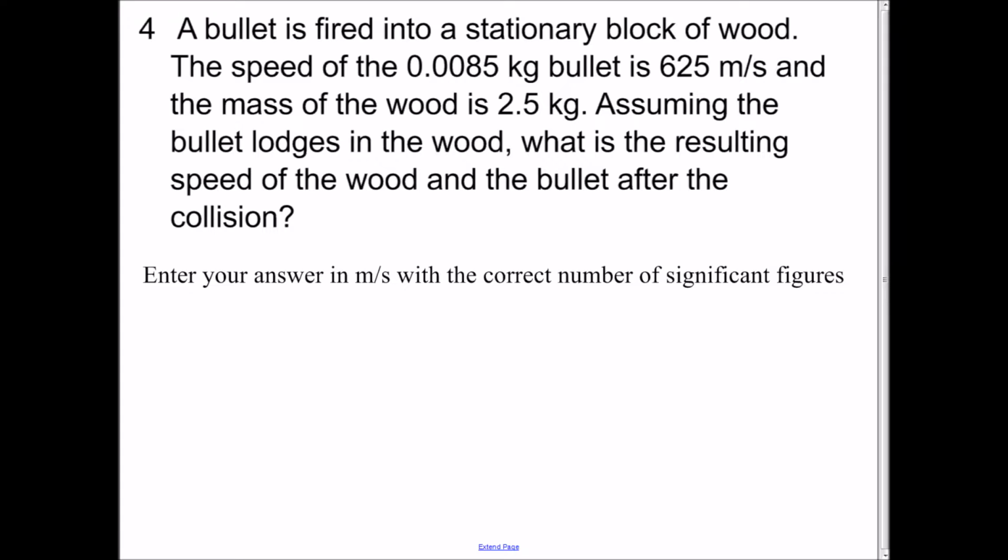Let's just read it first. A bullet is fired into a stationary block of wood. The speed of the 0.0085 kilogram bullet is 625 meters per second, and the mass of the wood is 2.5 kilograms. Assuming that the bullet lodges in the wood, what is the resulting speed of the wood and the bullet after the collision? So what you should really think about here is that you have one object that's at rest, and it gets struck by another object that has momentum. They hit and stick together, and they both carry the same momentum that the bullet had to begin with.